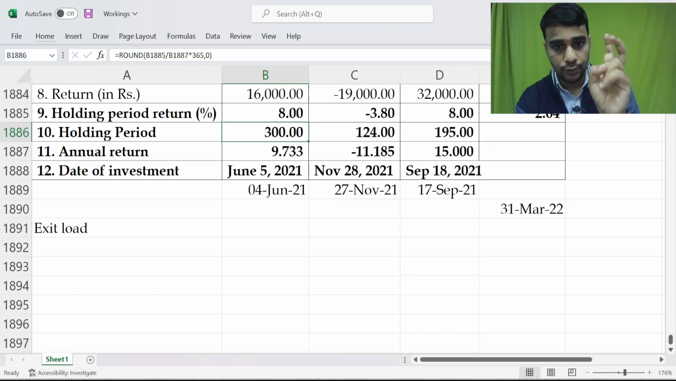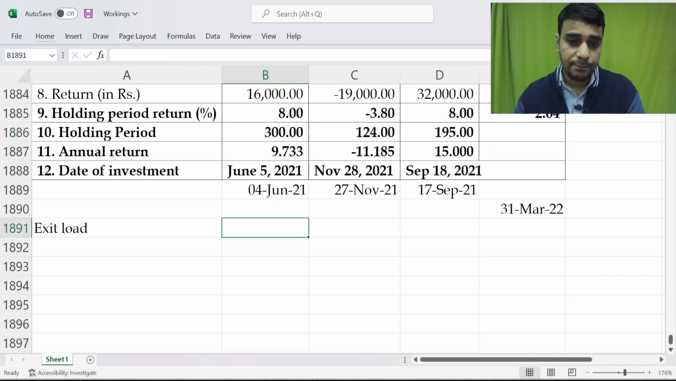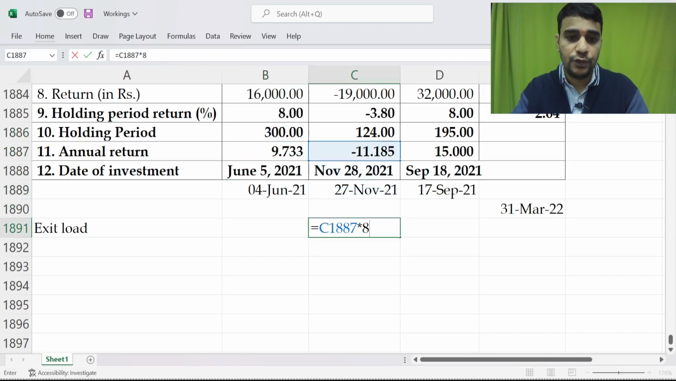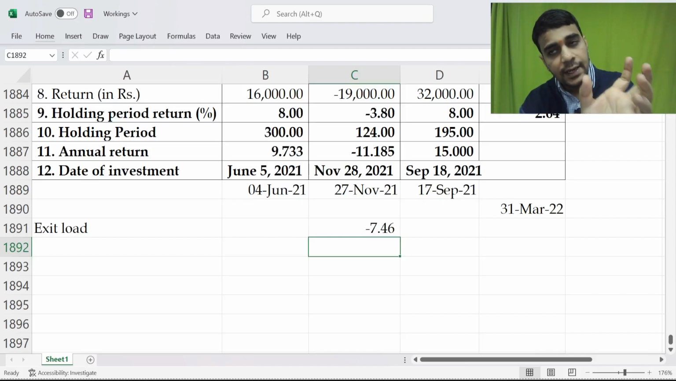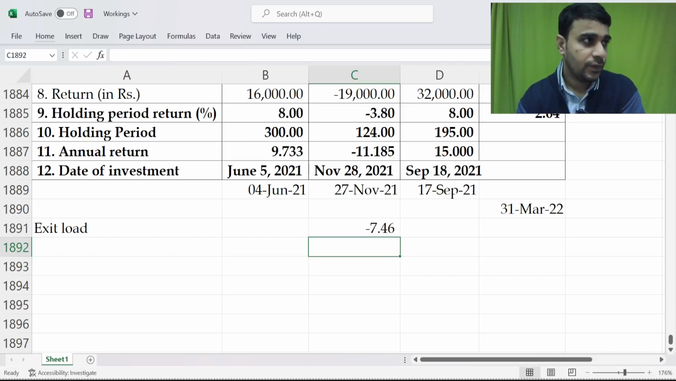For mutual fund Y, you will have to wait for 8 more months. These 8 months are expected to give you negative 7.46%. How is it negative 7.46%? Annual return into holding period by 12 gives the return for that period. So for a year, the return is negative 11.18%, into 8 by 12.